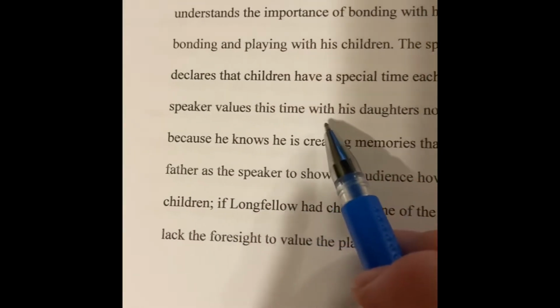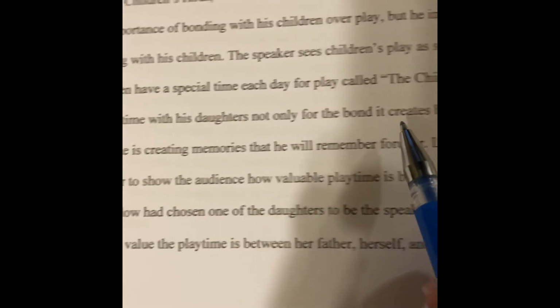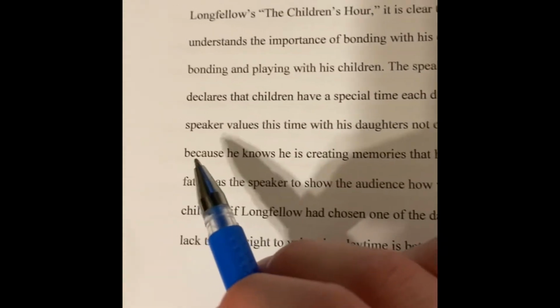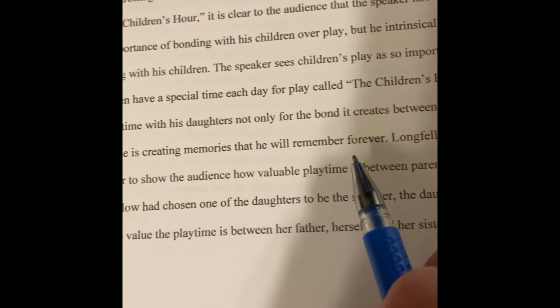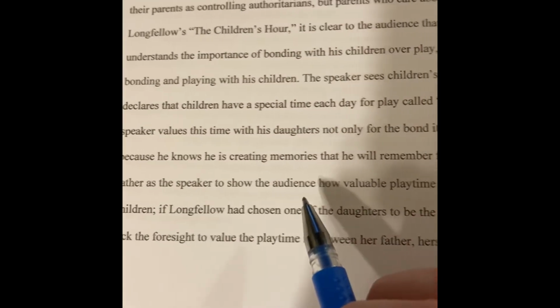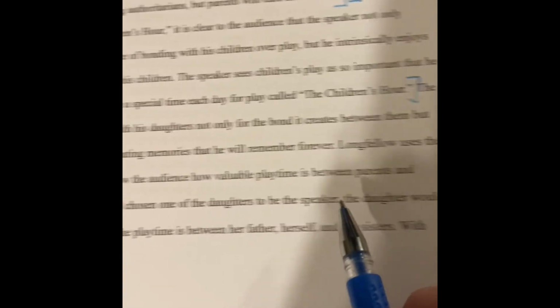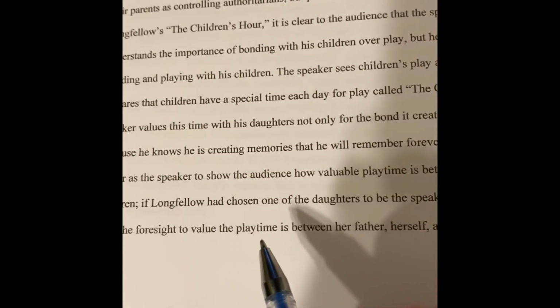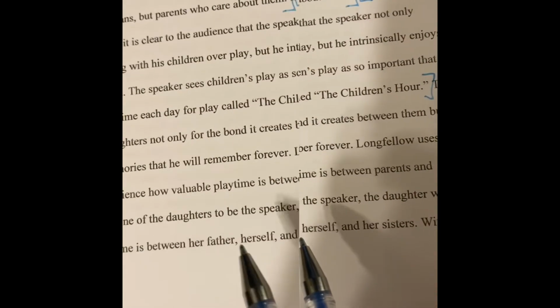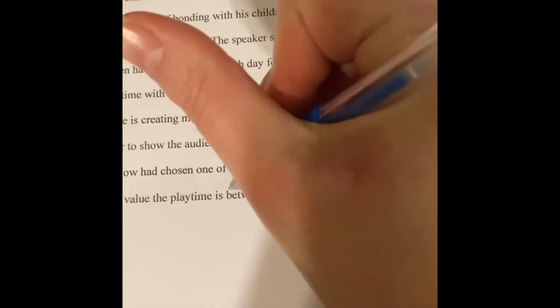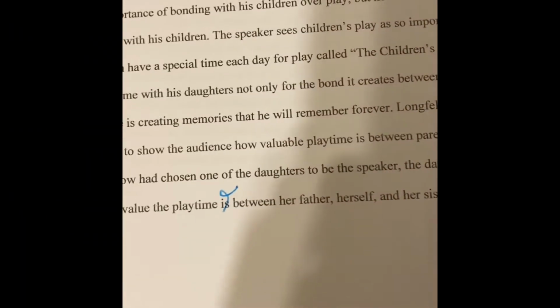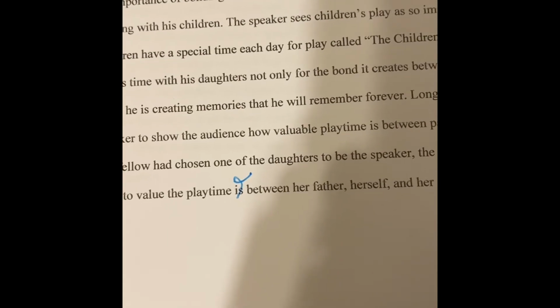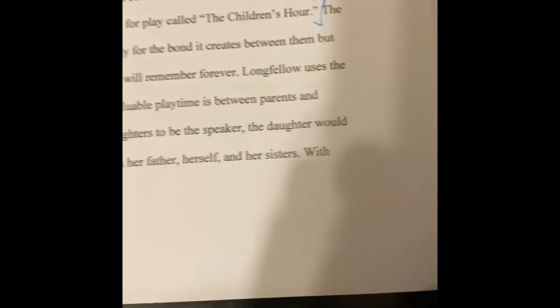The speaker values this time with his daughters not only for the bond it creates between them, but because he knows he is creating memories that he will remember forever. Longfellow uses the father as a speaker to show the audience how valuable playtime is between parents and children. If Longfellow had chosen one of the daughters to be the speaker, the daughter would lack the foresight to value the playtime is between the father herself and her sisters. I think is an extra word here, so I'm going to use that kind of like squiggly mark. It's deli, it means to delete.